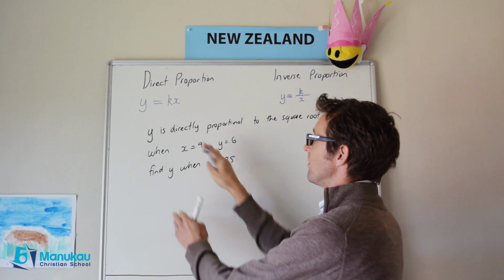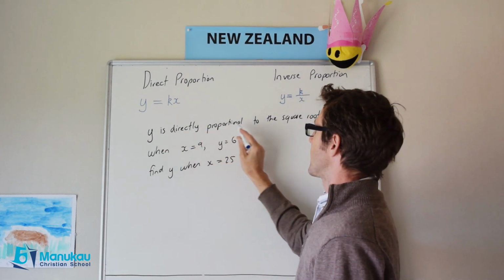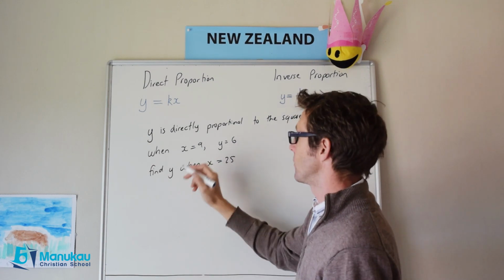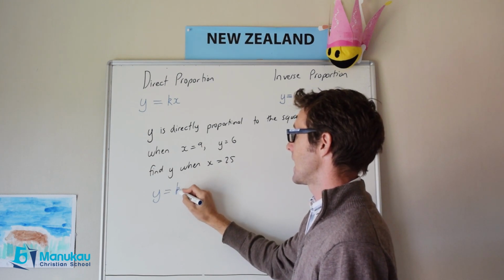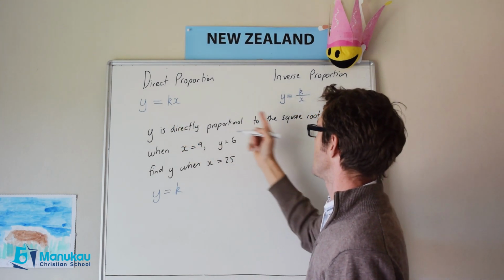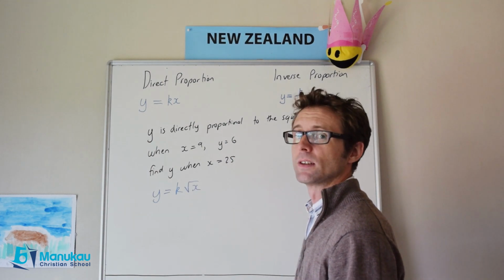Here's an example of a direct proportional question. Y is directly proportional to the square root of x. So we've got to come up with our formula. It's going to look something like this. Y is equal to k, constant, and instead of x it says the square root of x. So we're just going to write square root x.